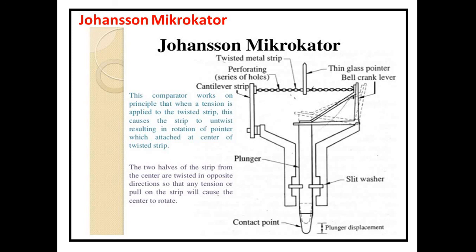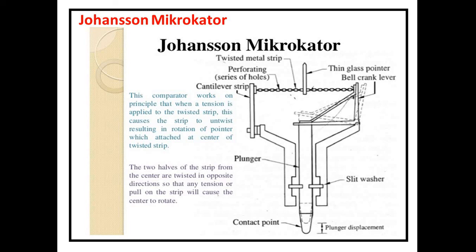Okay, so the other end of the strip is attached to the bell crank lever, which is pivoted. Now this bell crank lever is pivoted here. You can see this is the pivot point of this bell crank lever, pivoted on the frame of the comparator, with one of its legs on the measuring plunger. So one leg of this bell crank lever is attached to the measuring plunger. This is the measuring plunger, and this is the one leg of your bell crank lever which is pivoted here.